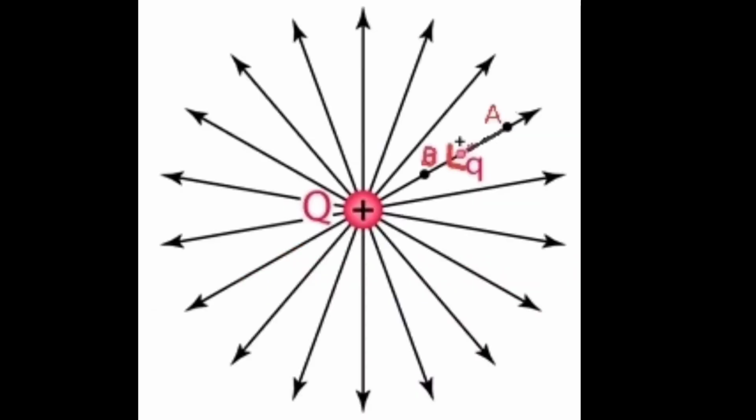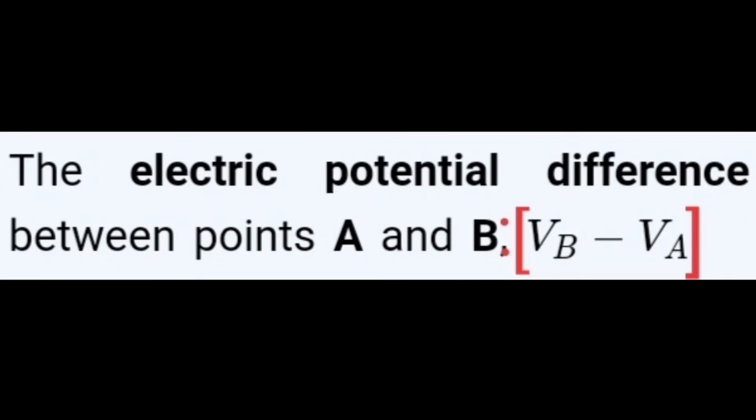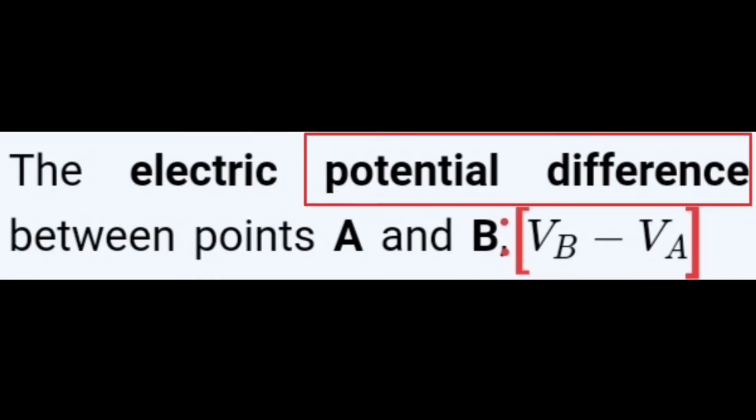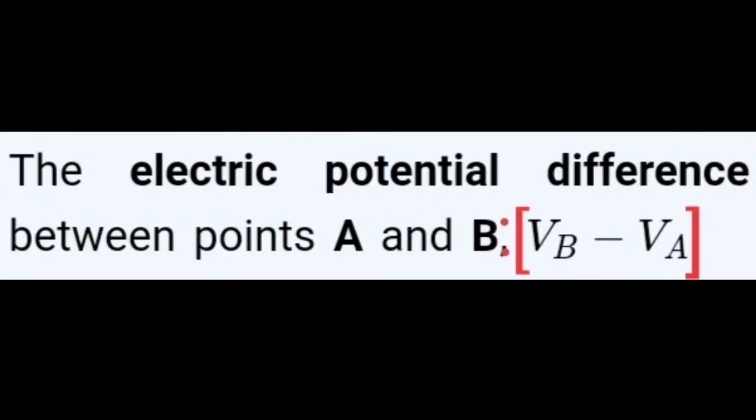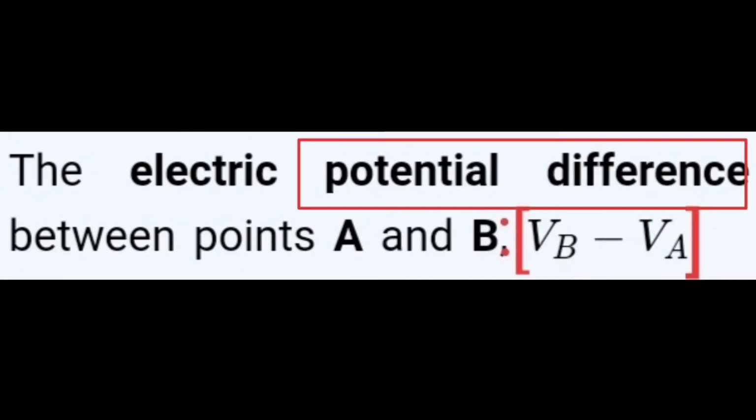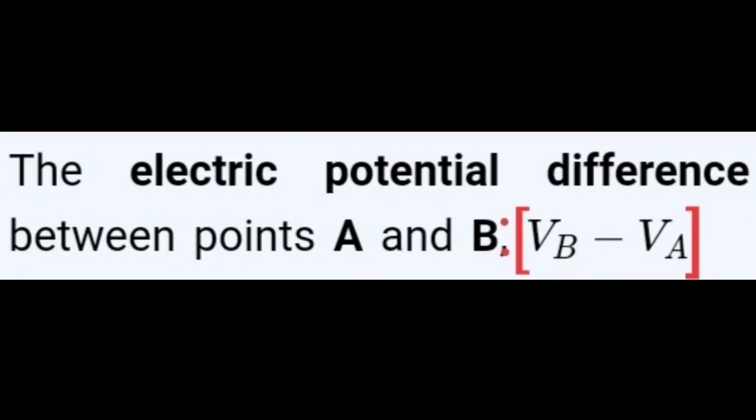In the figure, A is at higher potential, B is at lower potential. So the potential difference between the 2 points A and B is VB minus VA. For example, the potential at B is 8 volt and the potential at A is 3 volt. Then their potential difference is 8 minus 3, 5 volt. To find potential difference in a circuit, we use a voltmeter.